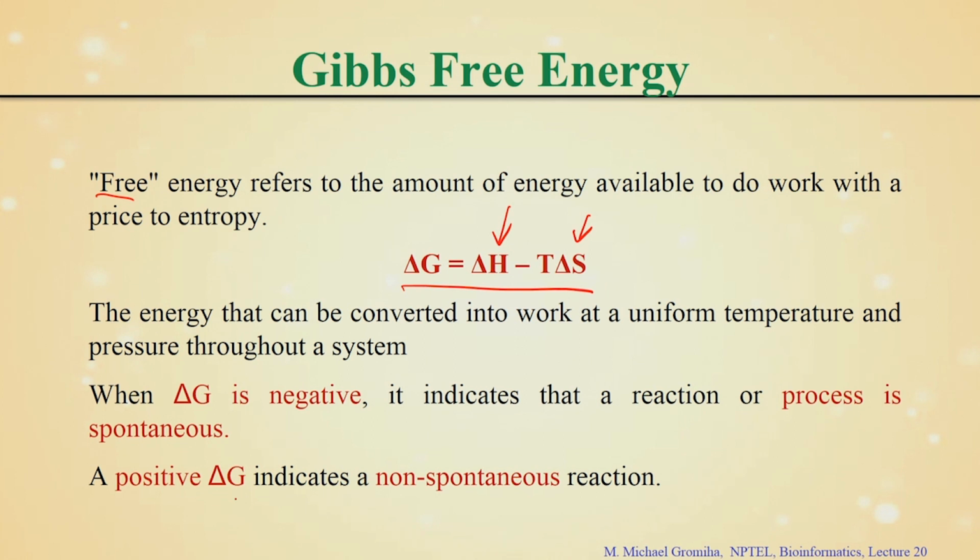If it is positive, then it is non-spontaneous, and we need to give energy to do the work. This is the reason if you use this delta G, usually this is negative, right. In this case it can do the work spontaneously. So, how to interpret this delta H and T delta S to get the value of delta G?